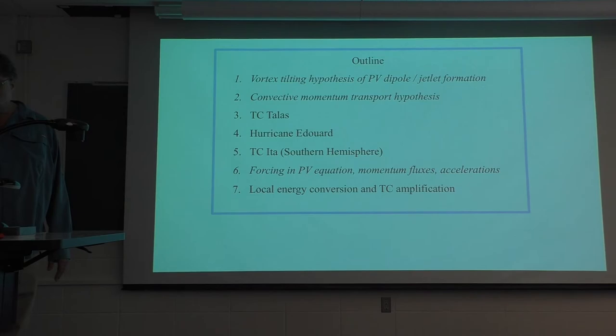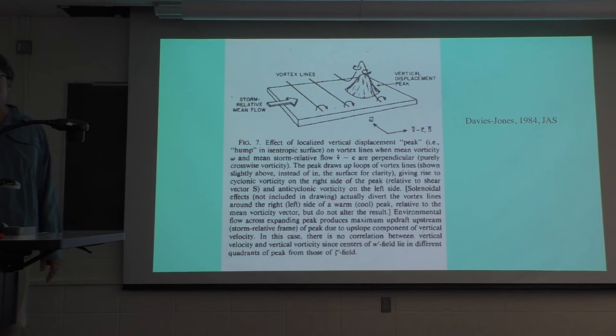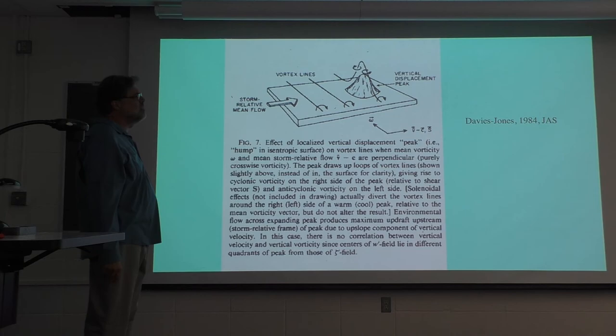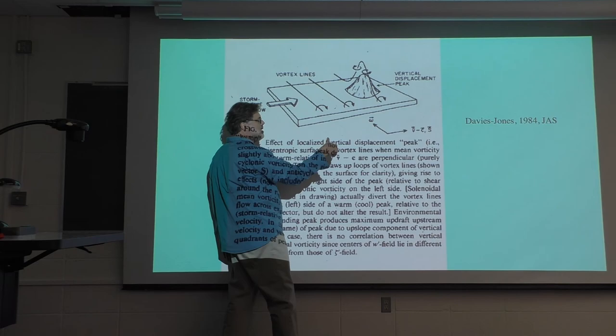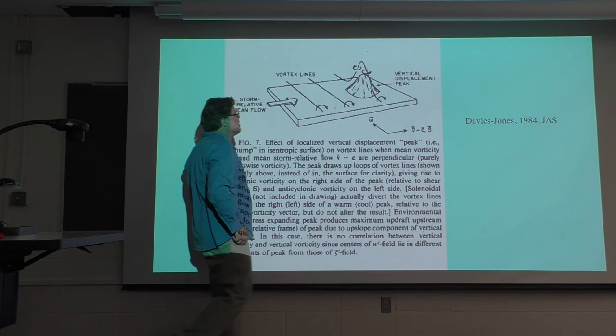So first, the classical theory of how these things could arise. The earliest mention that I found in the literature is by Davies-Jones. It's a pretty neat paper from 1984. And you can see that if you have flow in this direction, there'll be a vorticity associated with that if you have zero speed at the ground. And this vorticity is directed this way. So here are some horizontal vortex lines that are directed toward the left of the wind.